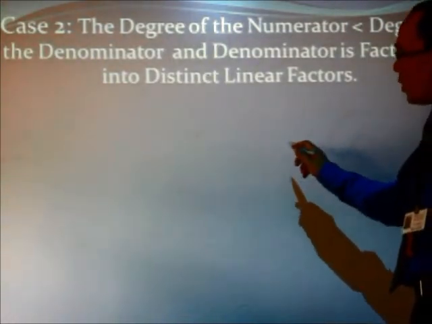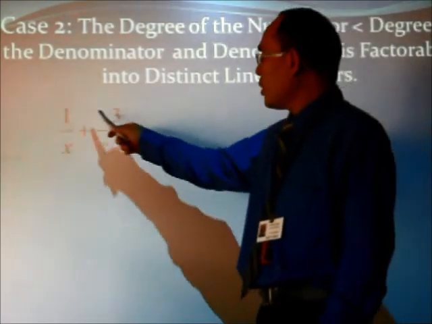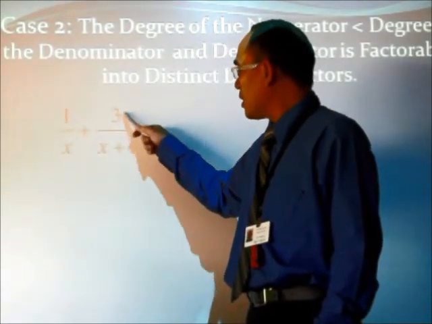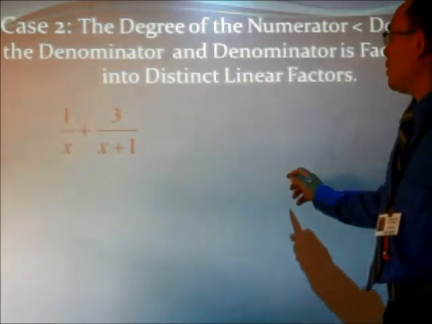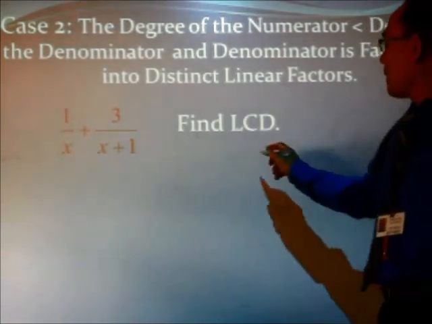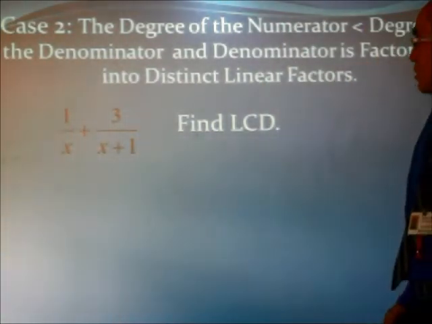To motivate this, remember that if you are going to add 1 over x plus 3 over x plus 1, the first thing we are going to do is find the LCD. And in this case, the LCD will be x times x plus 1.